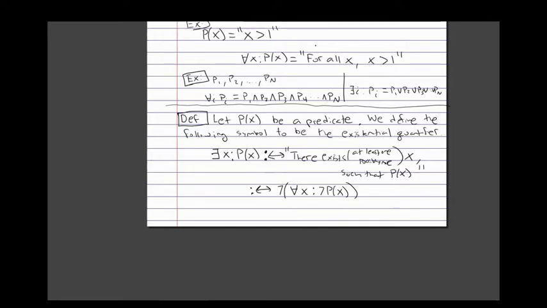And likewise, we can show a very similar relation for the for all statement. The for all statement's relationship to this there exists statement is that for all x, p of x is the negation of there exists an x such that p of x is not true. So if there exists an x such that p of x is not true, the opposite of that is that for all x, p of x is true.